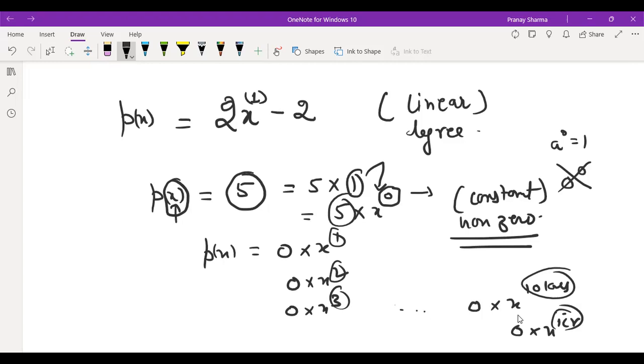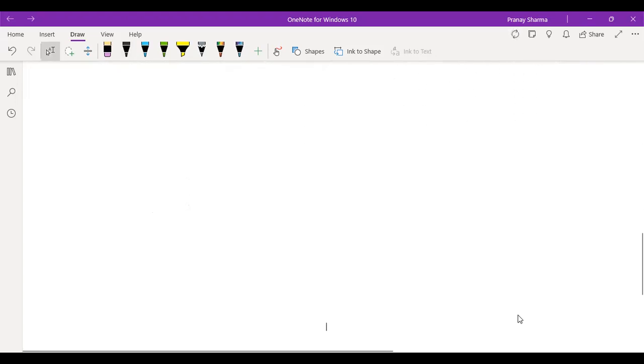Why is that so? Because the moment you multiply, in fact, 10 crore, or 10 crore raised to 10 crore, with zero, it will become zero, right? So that is why we say that under constant polynomials, we have two categorizations, non-zero and zero, right? For non-zero, the degree comes out to be zero. However, for zero, it can have any real value. Fine. So linear and constant, we are done with.